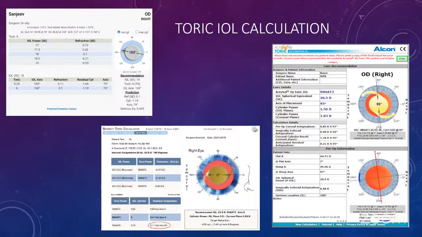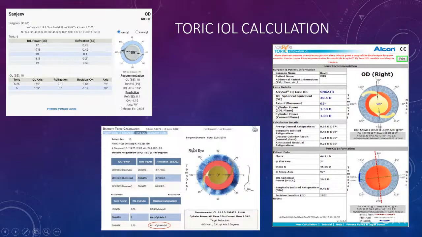So this is a slide which is showing the toric IOL calculation. There are various formulas. As we can see, the top left formula is the EVO formula, that is Emmetropia. It basically considers the anterior and posterior corneal curvature, CCT and IOL geometry. It is a thick lens formula. So I used the readings of the patient and tried to calculate the IOL axis and the IOL power. So we can see it was 18 and 6 at 169 degrees.